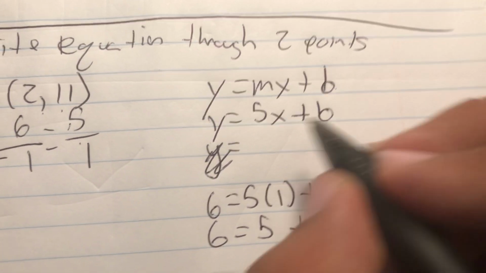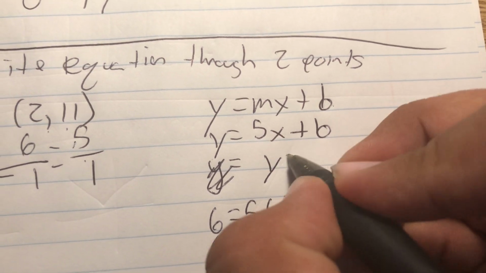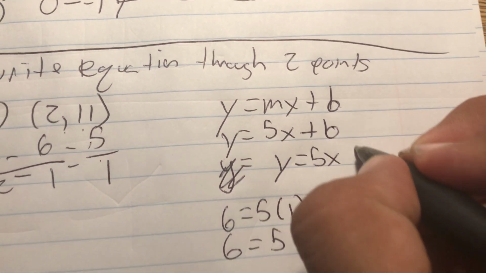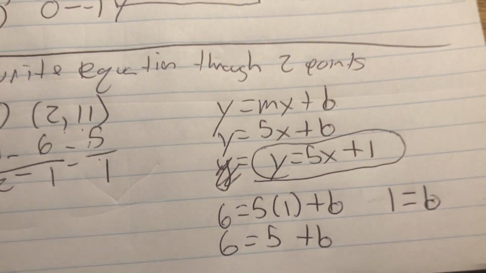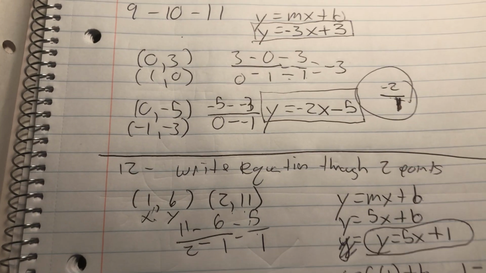So now that we know what b is, we can write the full equation. Y equals 5x plus 1. And we are done. And that's it. That's the quiz. Good luck.